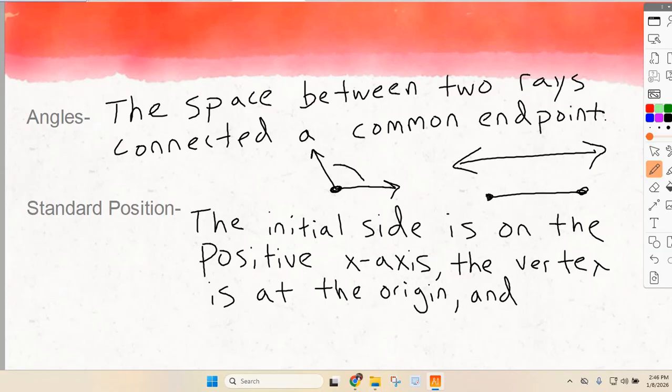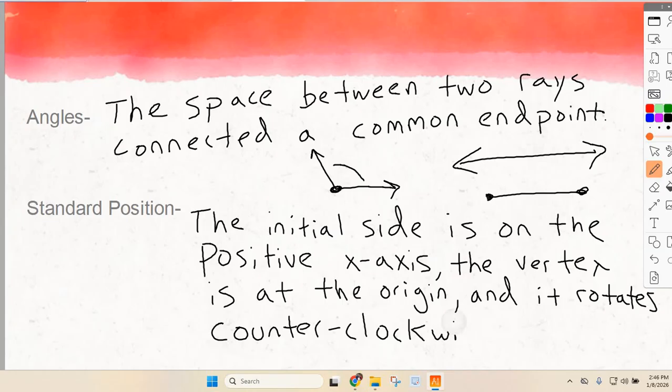And it rotates counterclockwise, which is kind of what we said earlier. In general, if we have a positive angle, we are rotating counterclockwise. So if we need to rotate clockwise, we have to throw a negative there. So again, that vertex is at the origin. My initial side is here. And then we rotate however far we need to go, going counterclockwise.